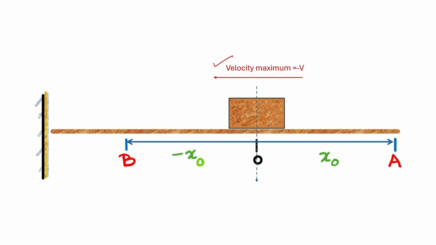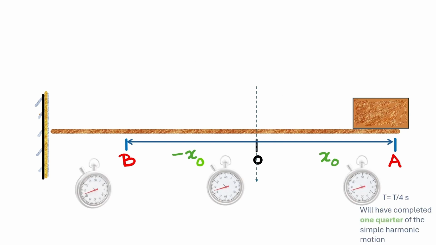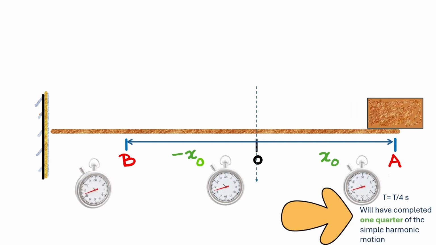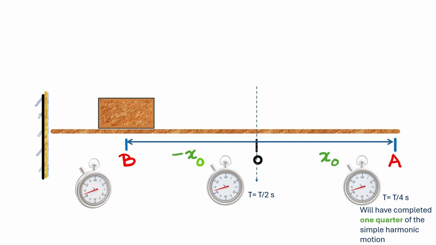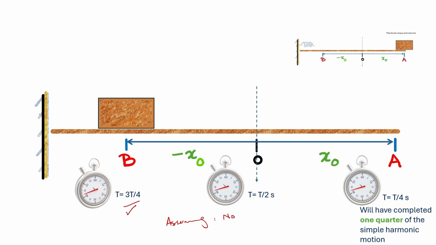At time t equal to T over 4 seconds, the block will be at A because it will have completed 1/4 of the simple harmonic motion. Then at t equal to T by 2 seconds, it will be crossing O leftwards. And at t equal to 3T by 4, it will be at B. This way it continues moving, and we are assuming that there are no energy losses, as we have assumed that the block and the surface are smooth.